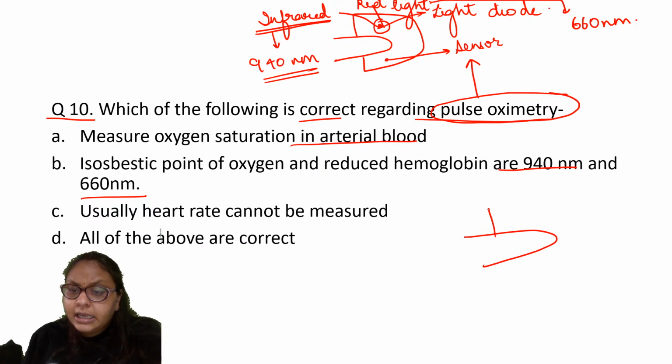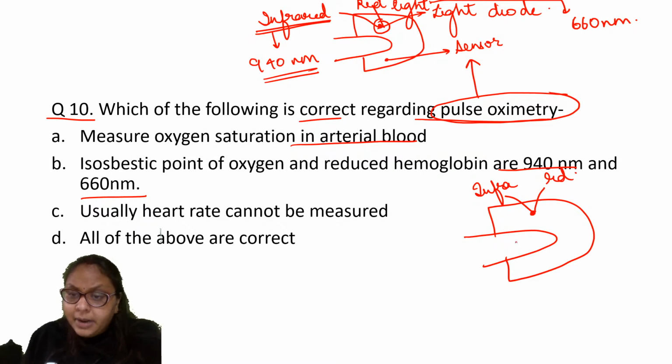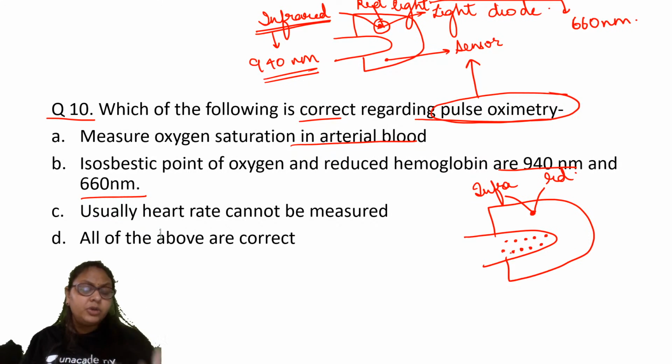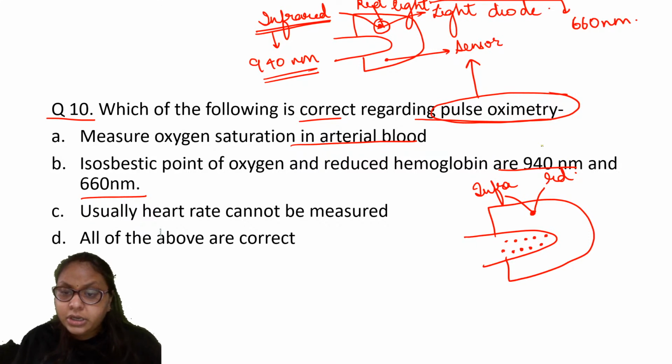तो ये फिंगर है, ठीक है, यहाँ से लाइट एमिट हो रही है 2 वेवलेंथ की, एक तो इंफ्रारेड और एक रेड लाइट. Now depending upon the oxygen which is bound with hemoglobin, depending upon the reduced hemoglobin or the oxygenated hemoglobin, ठीक है.